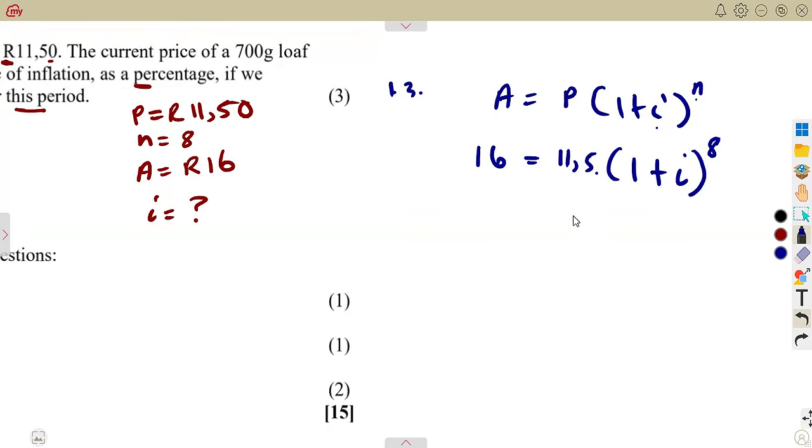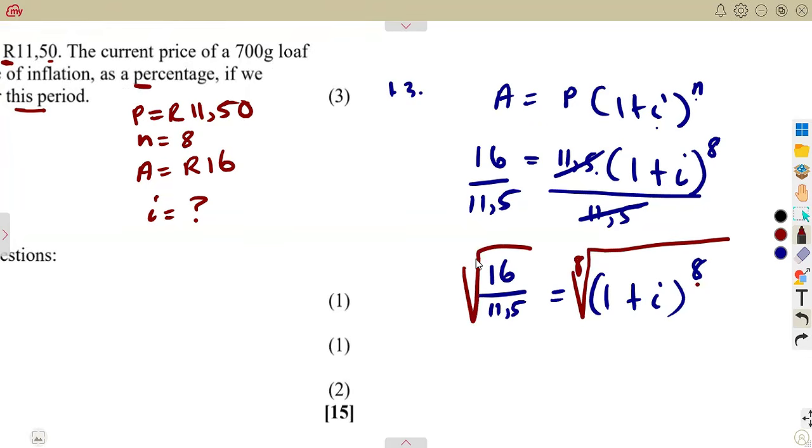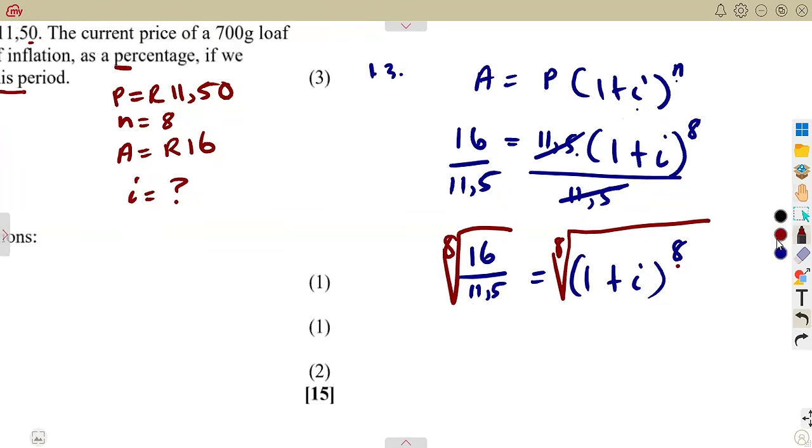So how can we remove this? That's a product, so we simply divide by 11.5 on both sides. So I've got 16 over 11.5 equal to 1 plus i to the exponent of 8. How do I remove an exponent of 8? I simply introduce the 8th root. So the 8th root removes the exponent of 8. So 1 plus i is equal to the 8th root of 16 over 11.5.